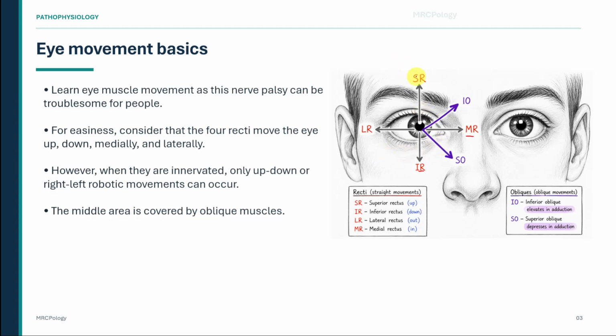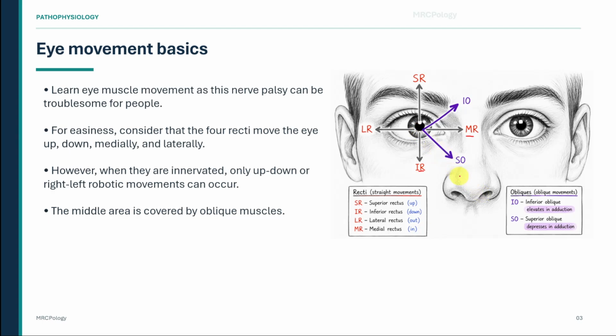The rectus muscles are easier to remember because they mainly move the eye up, down, medially, and laterally. But real eye movements are not robotic straight-line movements. The oblique muscles fill in the diagonal and torsional control. The superior oblique is particularly important for looking down when the eye is turned inwards. That is why patients with superior oblique palsy struggle with reading, descending stairs, or looking down while walking.